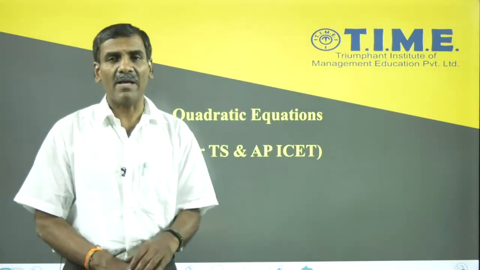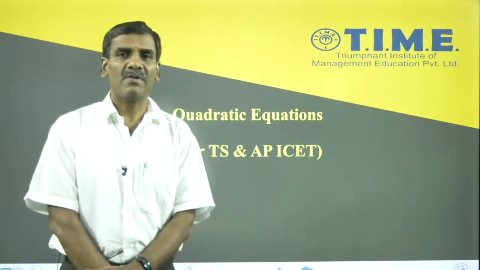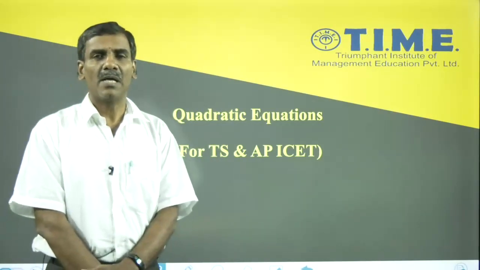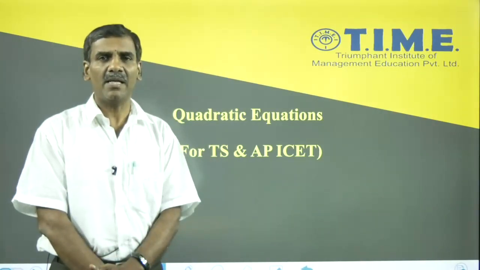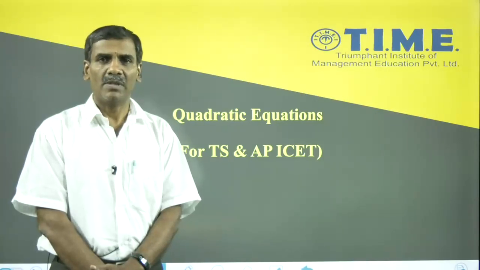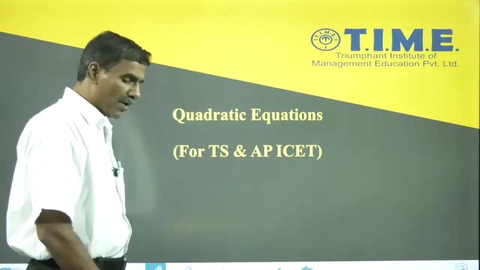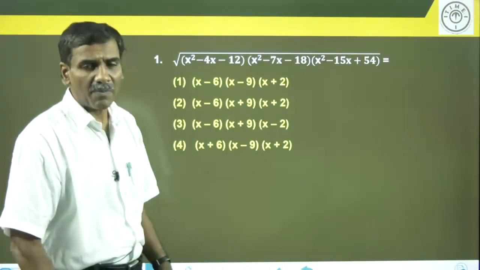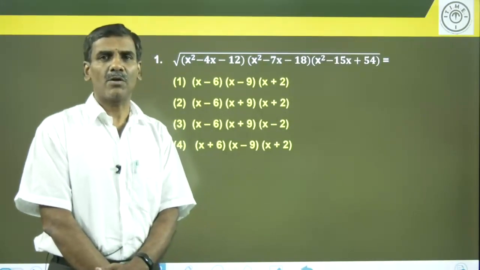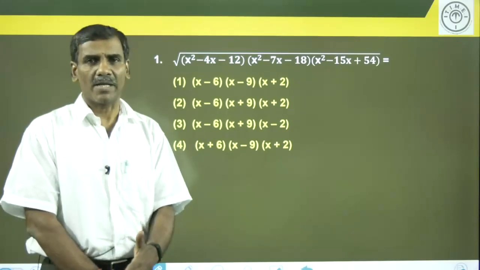So whenever we have an equation in which the highest power is basically 2 and the remaining powers are basically whole numbers less than 2, then that is termed as a quadratic equation. So something like ax square plus bx plus c is equal to 0 is the standard form of a quadratic equation.